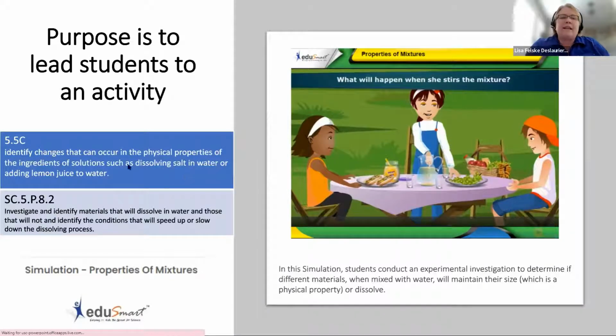You can see that the standards, even though they're both about dissolving, the focus is a little bit different. The 5th grade one here in Texas talks about dissolving a solid in a liquid or a liquid in a liquid. So after you do the simulation, you could gear your other investigations into making sure you at least have an example of a liquid dissolving in a liquid.